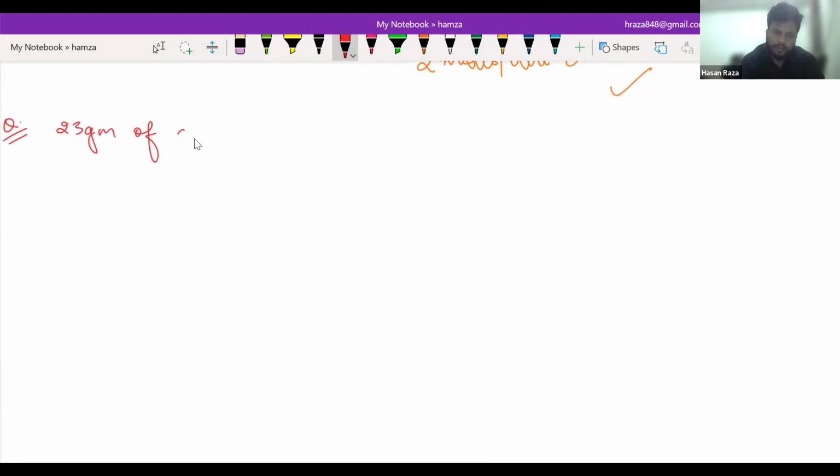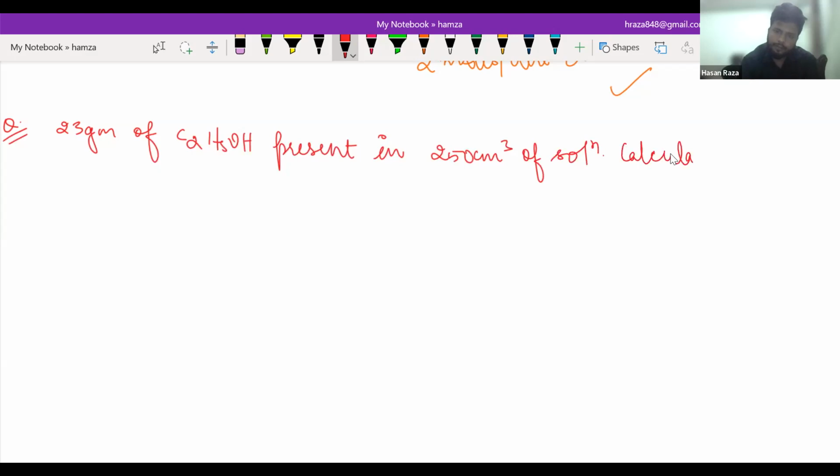23 gram of C2H5OH present in 250 centimeter cube of solution, that is volume. Calculate molarity. The first question, which is very easy, it is based on the formula, and you need to know the conversion, which is very important.